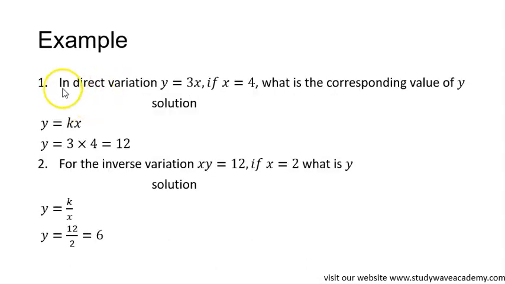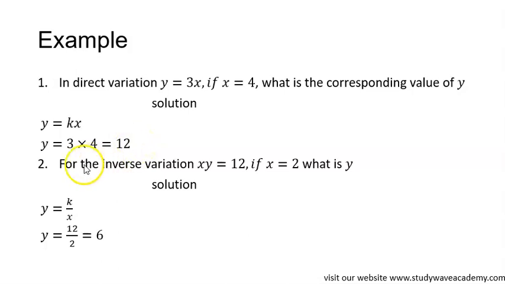Here we have direct variation. y equals 3x. If x is 4, what is the corresponding value of y? Now we are looking for y. You remember the direct variation, y equals kx. The k is the constant, and here the k is given as 3. So x is given as 4. We are looking for y. So y equals k, which is 3, times x, which is 4. So 3 times 4 is going to give us 12. Okay? So y equals 12.